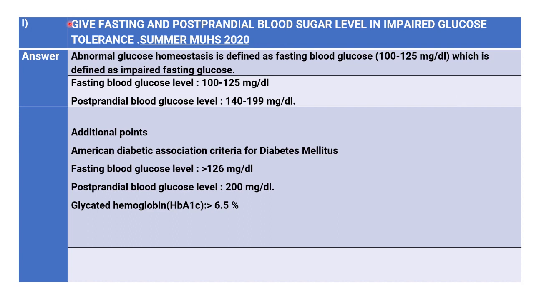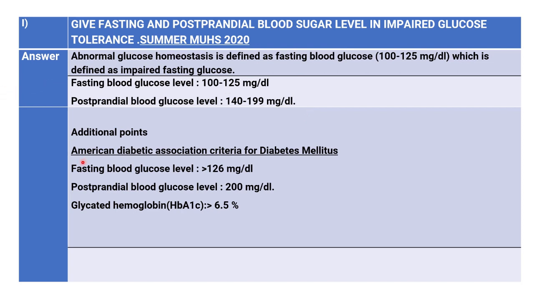Then the next question was: give fasting and postprandial blood sugar levels in impaired glucose tolerance, a pre-diabetic condition. So what is the meaning of impaired? Abnormal glucose homeostasis is defined as a fasting blood sugar level between 100 to 125 milligram per deciliter, which is defined as impaired fasting glucose. Here the answer is a fasting blood glucose level between 100 to 125 milligram per deciliter. It is a pre-diabetic condition. Similarly, the postprandial blood glucose level in impaired glucose tolerance is 140 to 199 milligram per deciliter. The answer was fasting and postprandial. These altered values indicate impaired glucose tolerance.